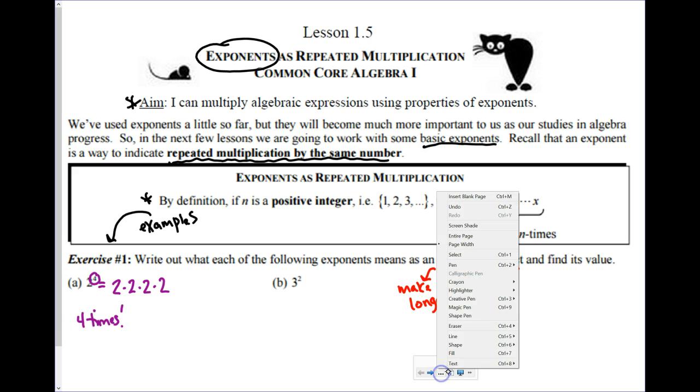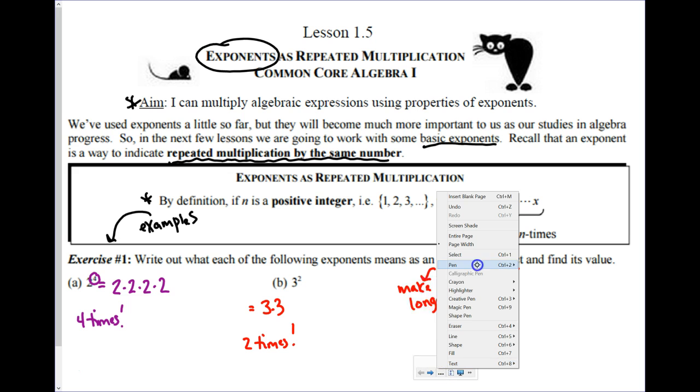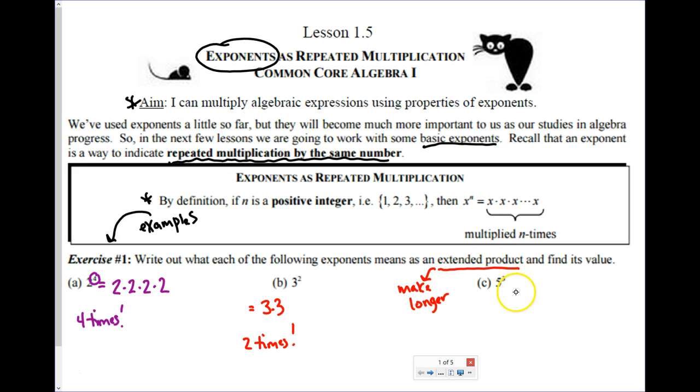How about letter B? 3 to the 2nd power. 3 to the 2nd power is going to be 3 times 3. I do it 2 times. And how about letter C? Letter C is 5 to the 3rd power, so that's 5 times 5 times 5.